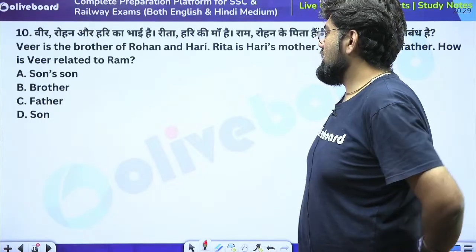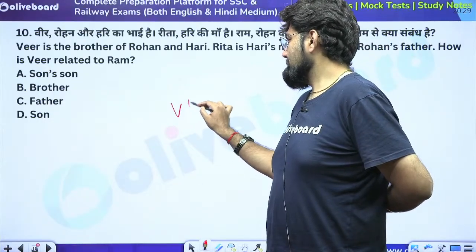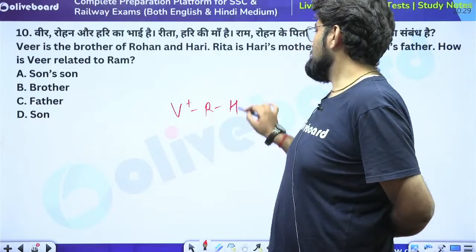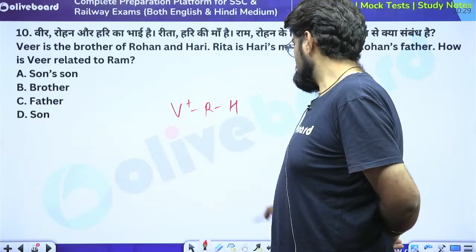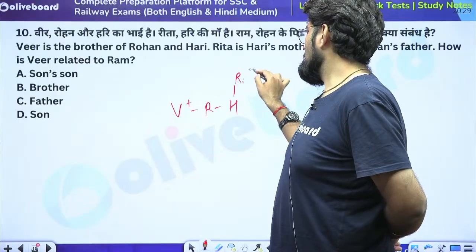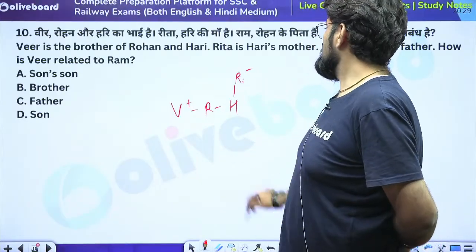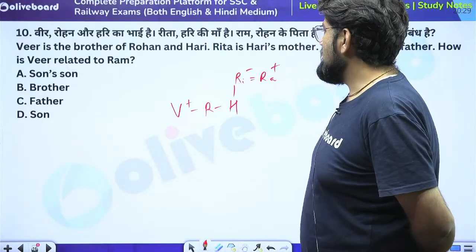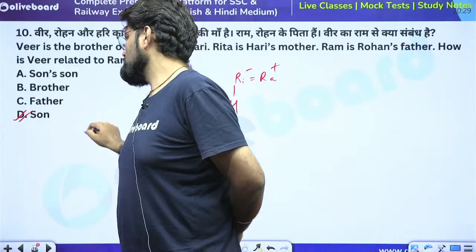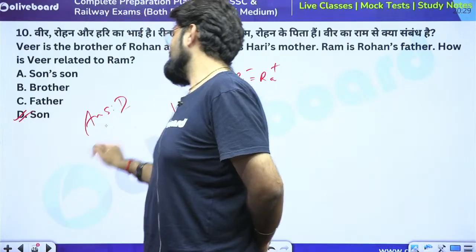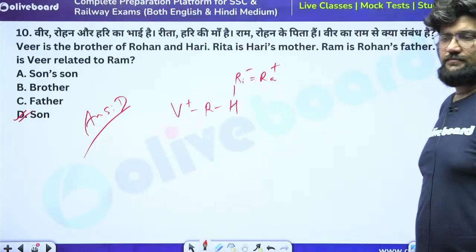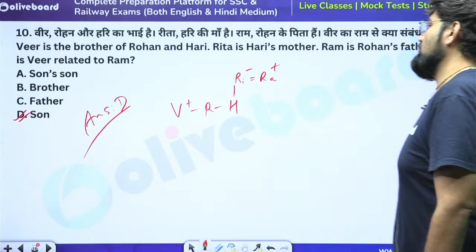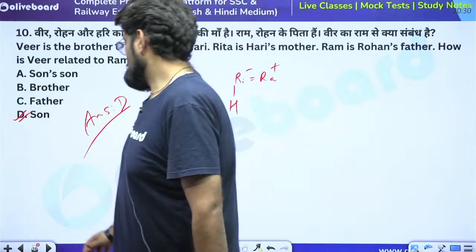Veer is the brother of Rohan and Hari. Rita is Hari's mother. Ram is Rohan's father. How is Veer related to Ram? Son? Very easy and very direct. You didn't even have to draw this in the first place. I've drawn this just for your better understanding, but this was not required. Next.